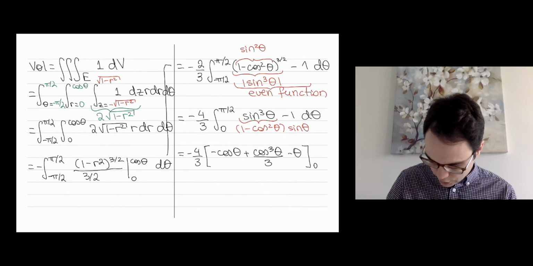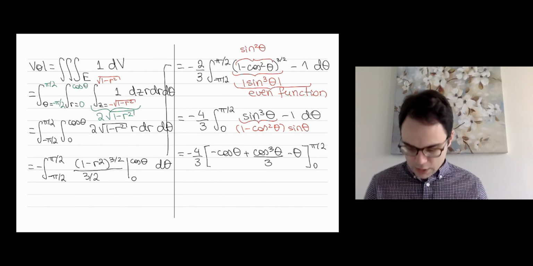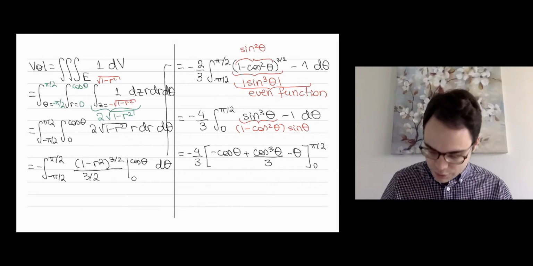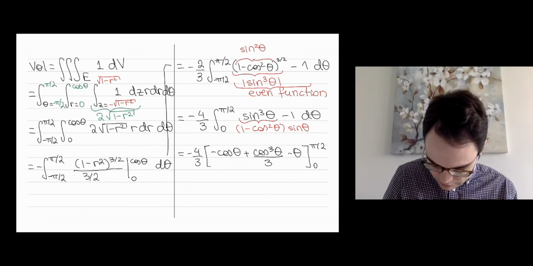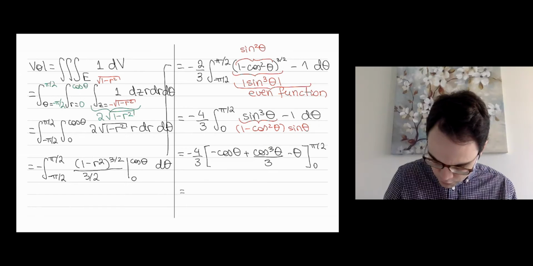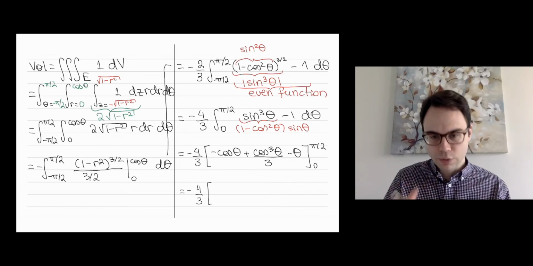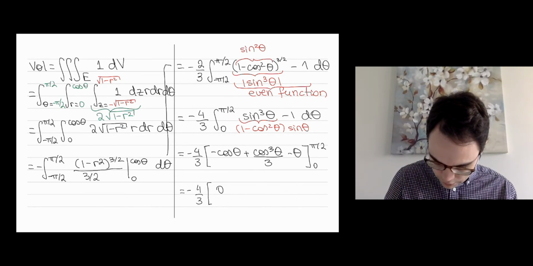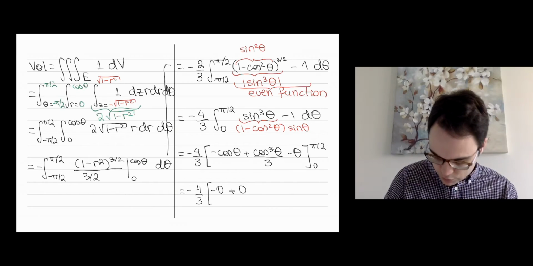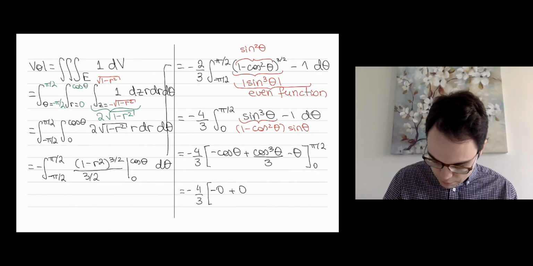We'll evaluate this between 0 and pi over 2. So this means at this point we can say we made it, but let's get a number. So we get minus 4/3. So cosine of pi over 2 is 0, and so we get another 0 here. Cosine cubed is also 0. And then minus pi over 2.